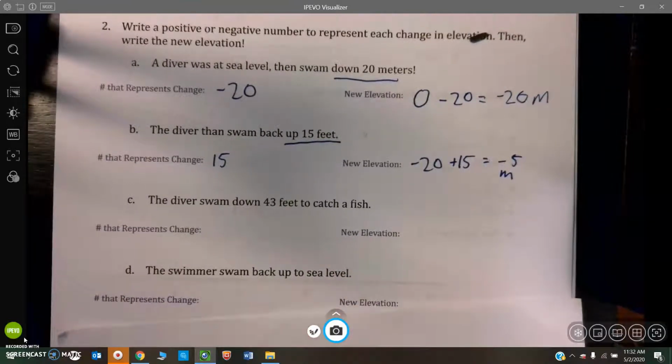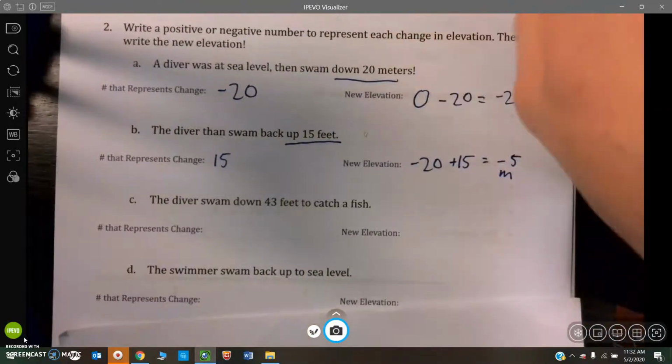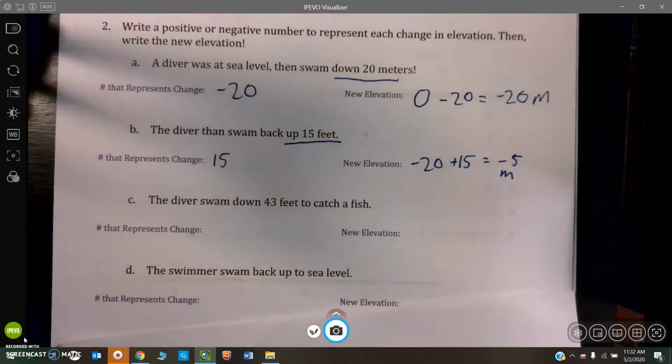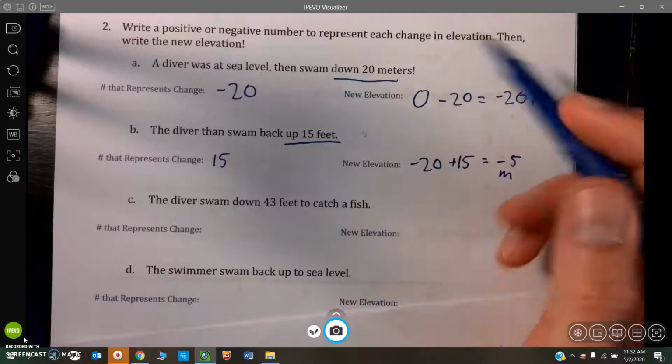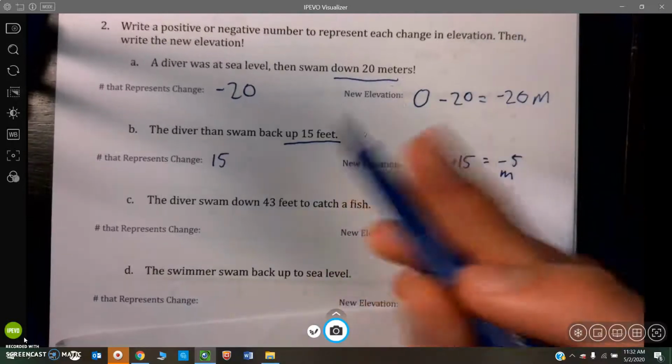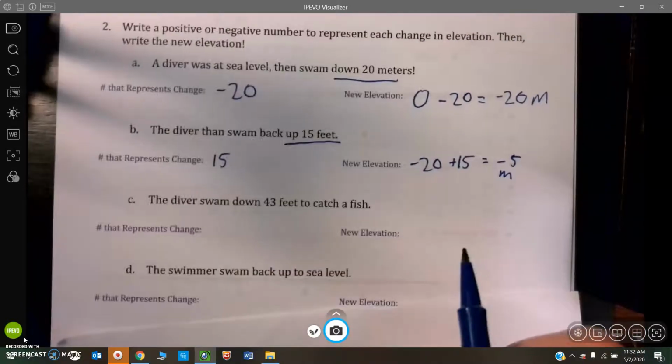And now the diver swam down 43 feet to catch a fish. And I'm sorry, I'm bouncing back and forth between meters and feet, which I shouldn't have done. I've been using meters, so let's just imagine they say meters instead. That's what we'll stick with.